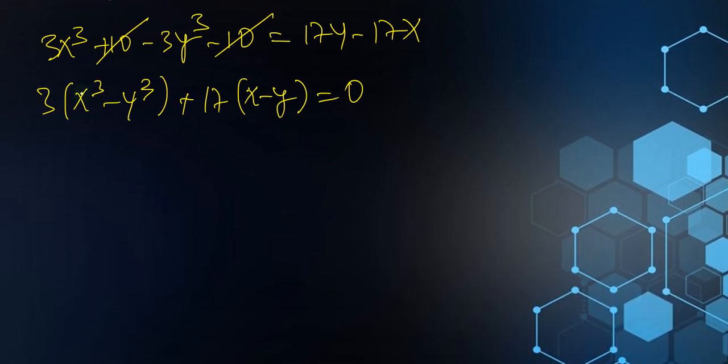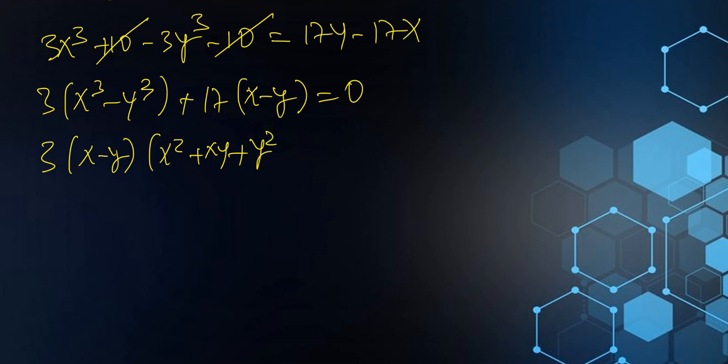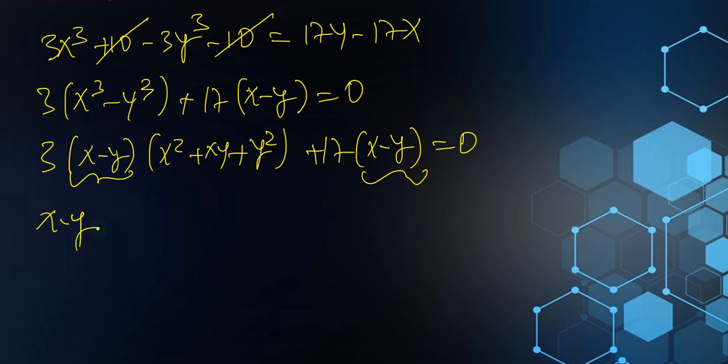So from here, we can factor this one here. This is 3 times x minus y, which multiplies x squared plus xy plus y squared, and then plus 17 times x minus y, and then this is equal to 0. So from here we can factor out x minus y, which multiplies this whole thing. Sorry, let me erase this. It doesn't look any good.